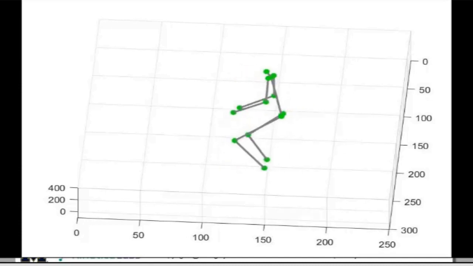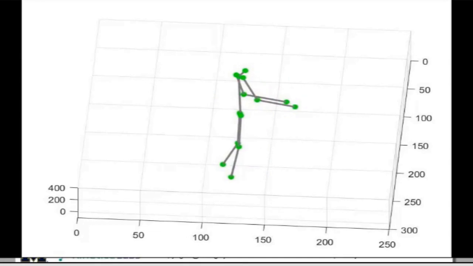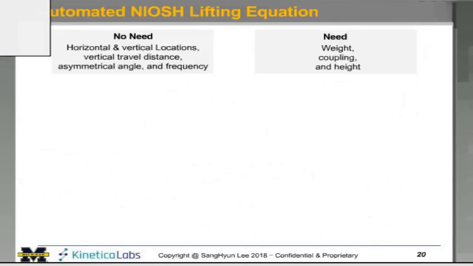One of the things that I try to show is how this can be applied to an ergonomic tool, of course, the NIOSH lifting equation. So I try to semi-automate the NIOSH lifting equation with the 3D skeleton that we generated. Basically, we don't need to measure any horizontal and vertical locations. We don't need to measure vertical travel distance, asymmetric angle, and frequency. What we need to measure is the weight of the object. By the way, the weight of the object also can be automated, because if you have a hand-held object that you are dealing with in the plant, we can identify what the object is, and we can easily associate it with the weight.